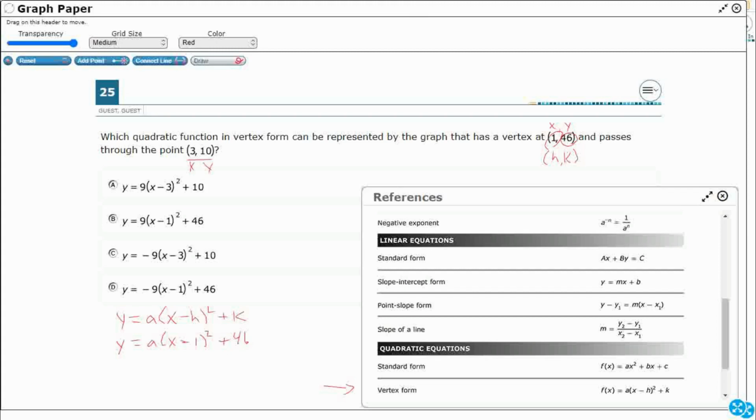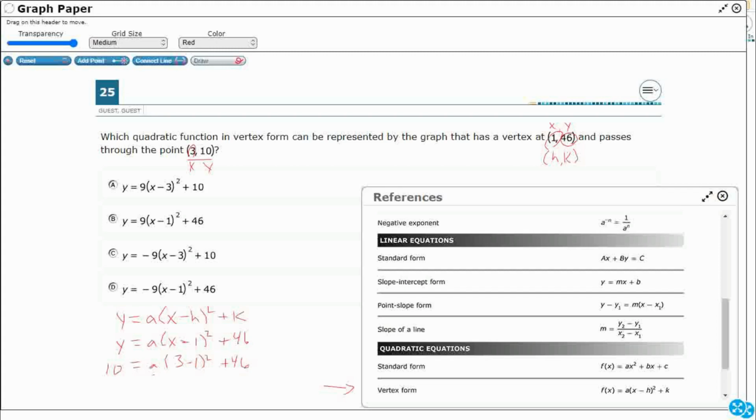I'm going to say my y is 10 and my x is 3. So we're substituting. I've substituted everything except for a. That's what I need, that coefficient. Let's solve for a. That's all we're doing here.